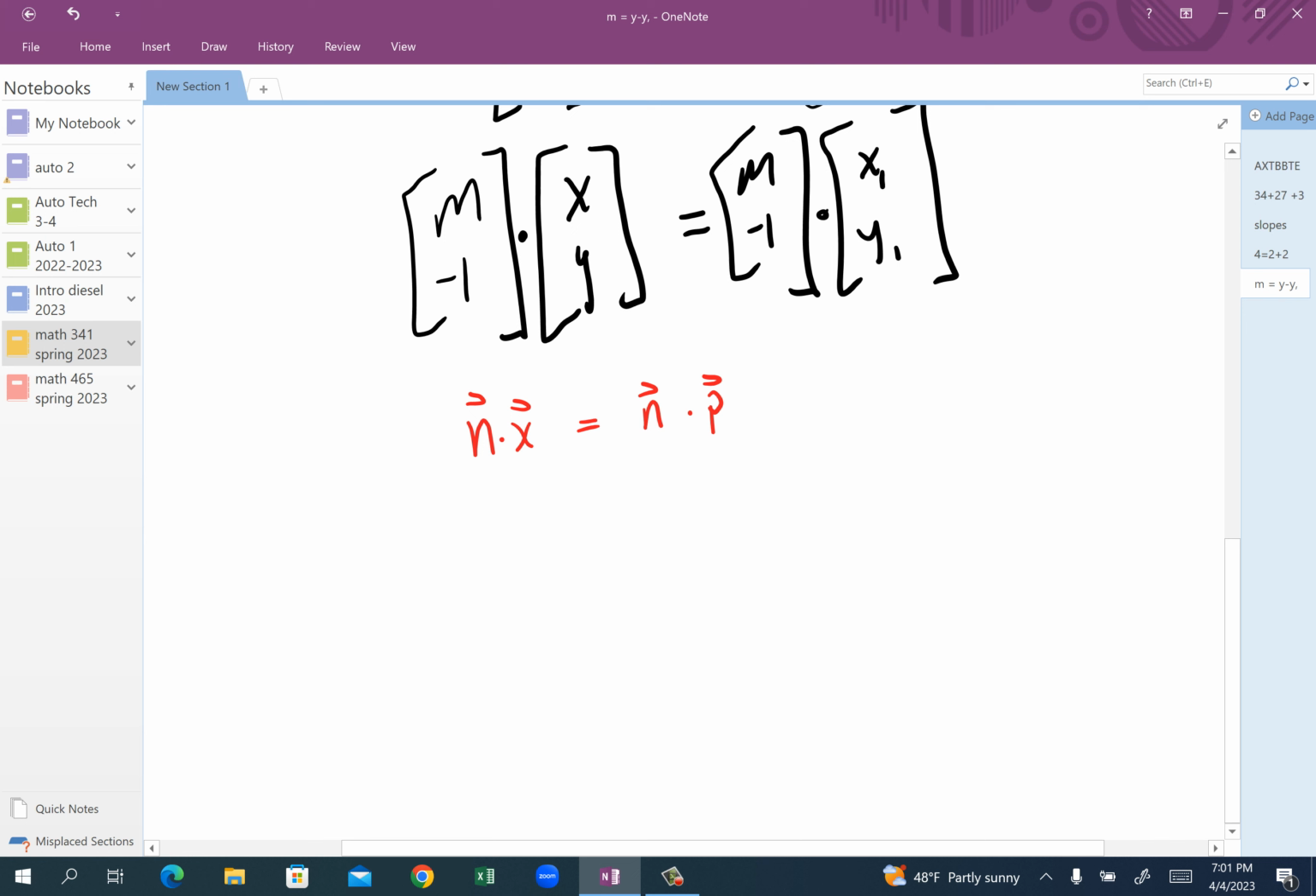This is the equation of a line in vector form. Now you're like, why? Why can't I just stick in y equals m or y equals mx plus b form? Newsflash, you just did. Let me show it to you in a minute, okay?